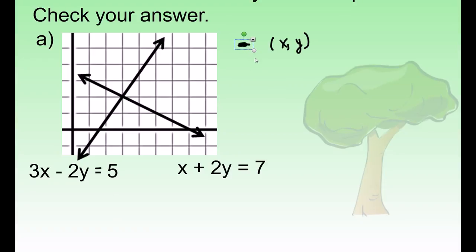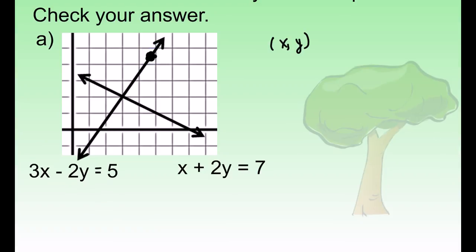I just want to make my dot a little bit bigger. Obviously, a point out here won't work, because that point doesn't satisfy either equation. For the point to be true, it has to be on the line. Right now, this point satisfies this equation. Wherever that point is, it is a solution to this equation.